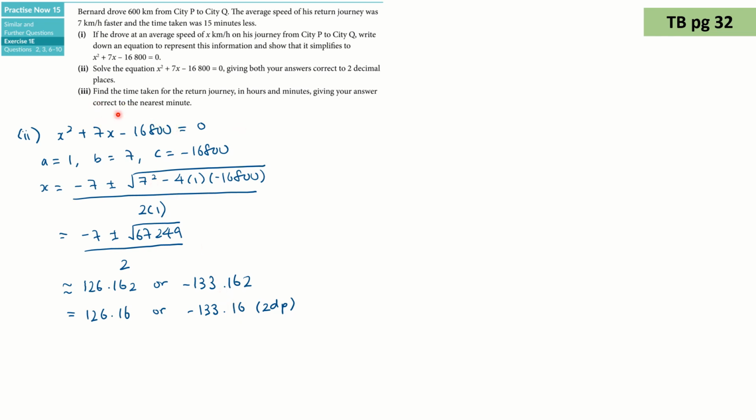Then we take a look at part 3. We want to find the time taken for the return journey in hours and minutes, giving your answer correct to the nearest minute. So keep in mind that we're looking for the return journey, and earlier on, the speed of the return journey, if you recall, is x plus 7, which in this case, with the x value, we take 126.16 plus 7, and we will get 133.162 km per hour. At this juncture, I'd like us to pause for a while and think, why is it that I took only x to be 126.162?